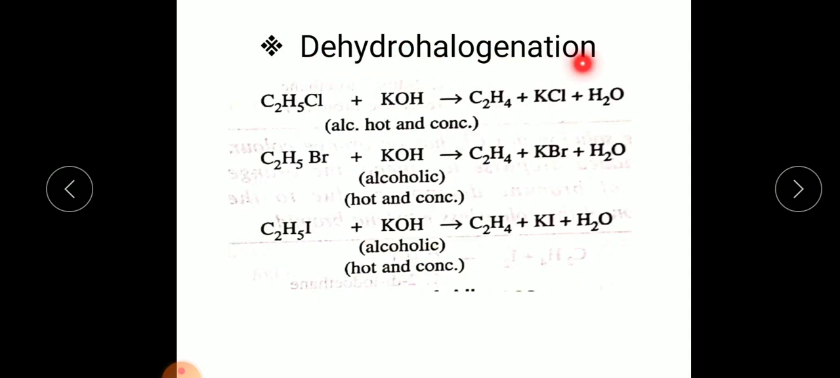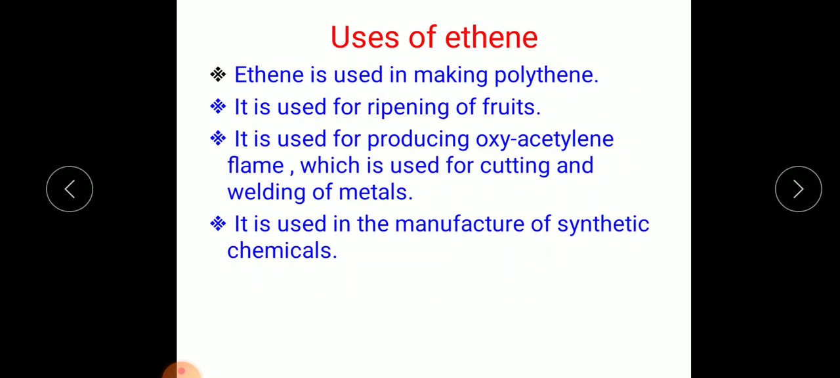Next, dehydrohalogenation. This is the second method of preparation of ethene. In dehydrohalogenation, what will happen? We have an alkyl halide, that is ethyl chloride, treated with alcoholic KOH solution. Because of this alcoholic KOH solution, it will remove Cl and 1 hydrogen from here, and they will form a double bond between them: C2H4 plus KCl plus water. Similarly, if you have ethyl bromide, it will form C2H4, and instead of KCl you will have potassium bromide and water. Ethyl iodide in alcoholic KOH solution will form ethene, potassium iodide and water. This reaction is known as dehydrohalogenation because there is a removal of hydrogen and halogen.